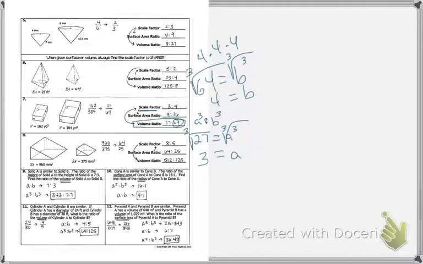Now that you have your basic, you're able to move on to this one, because we already know that this one is A squared, B squared. So 3 squared is 9, 4 squared is 16.